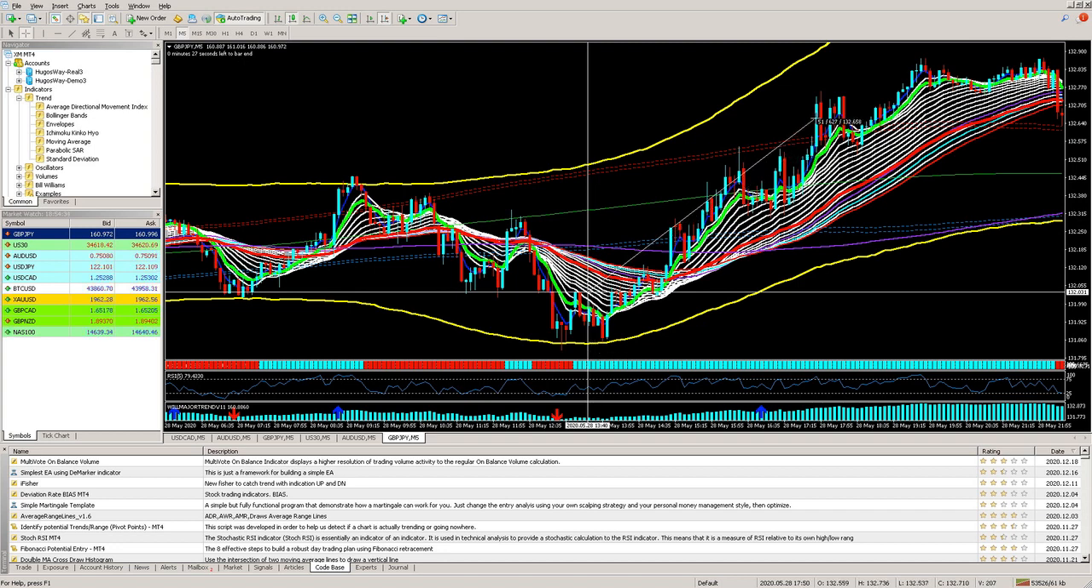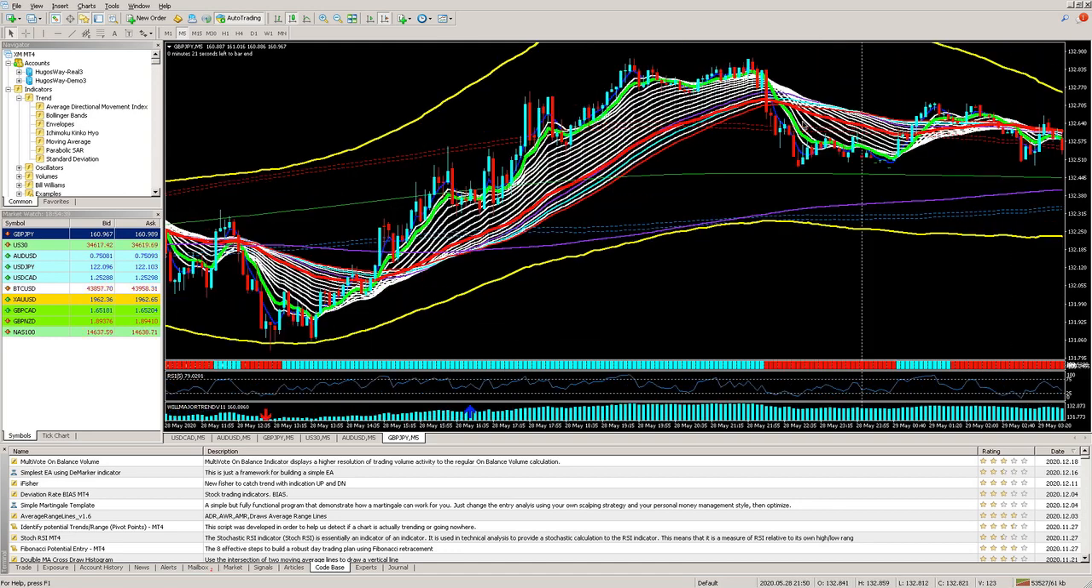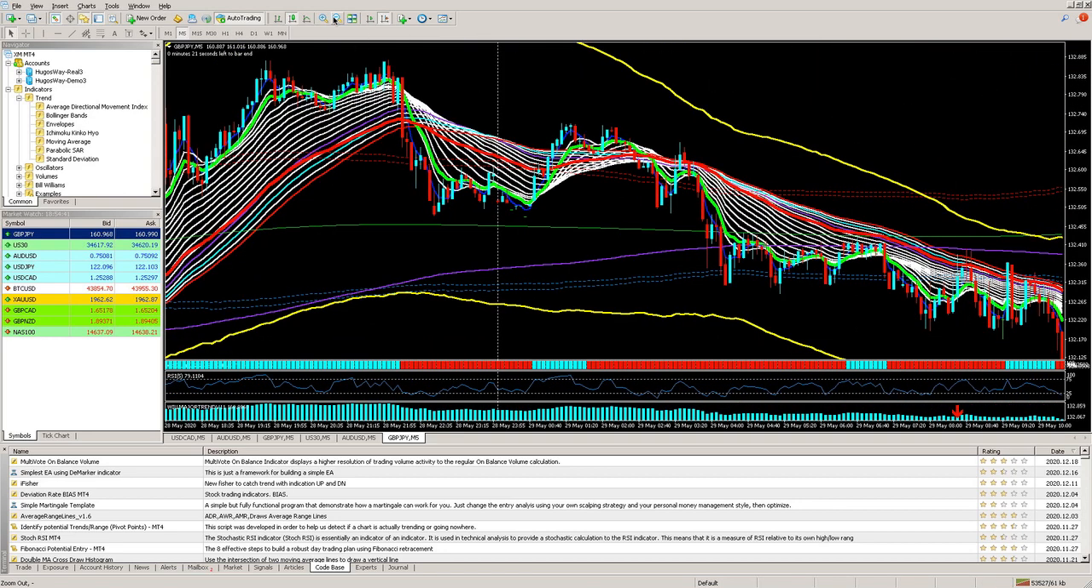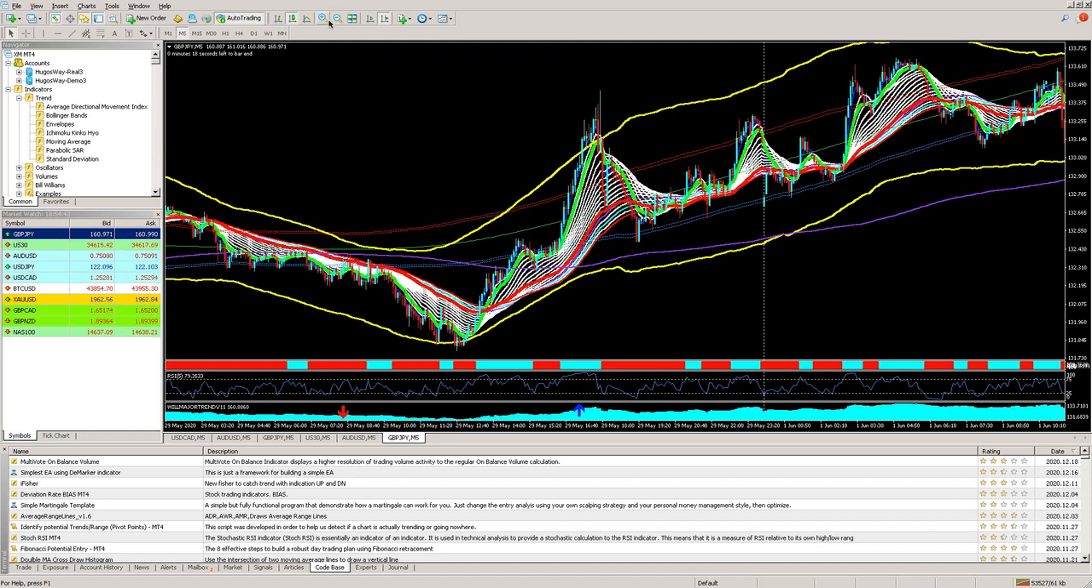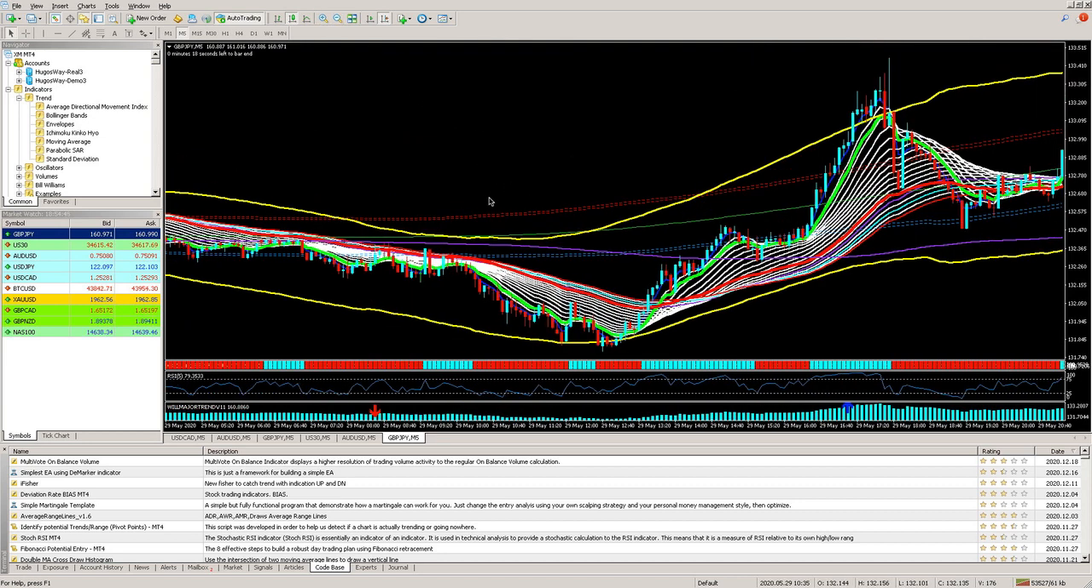Right here, we would have broke even. Here we would have been exiting because the sell setup comes, and that would have been a winning trade, and this would have been your funding trade for Myforexfunds, FTMO, or whatever you want to call it. This would be your winner for Myforexfunds. This will be a winning trade for you to pass that first phase.